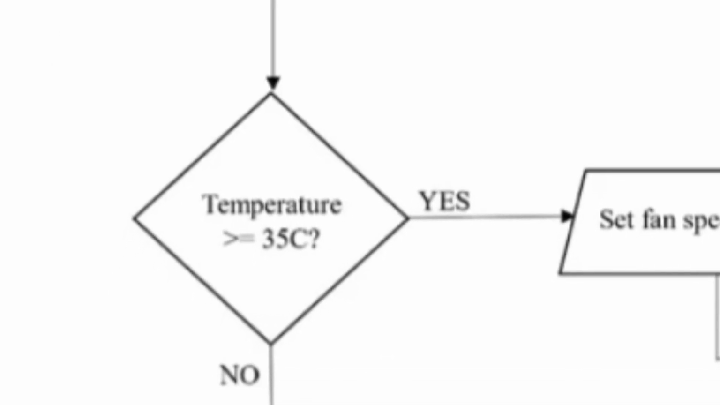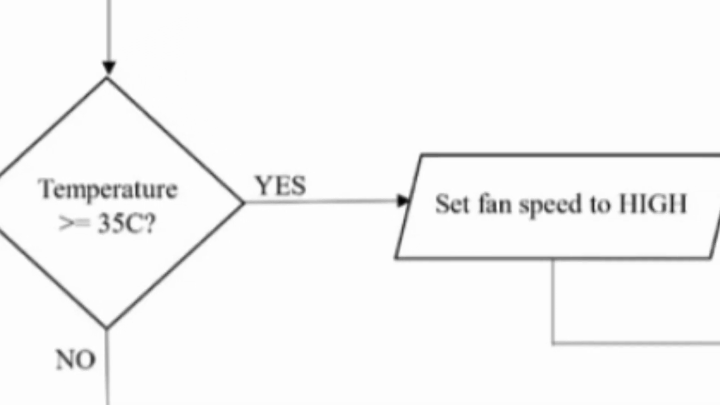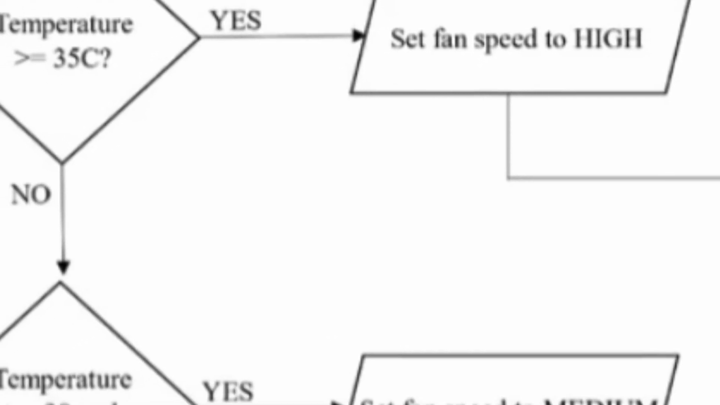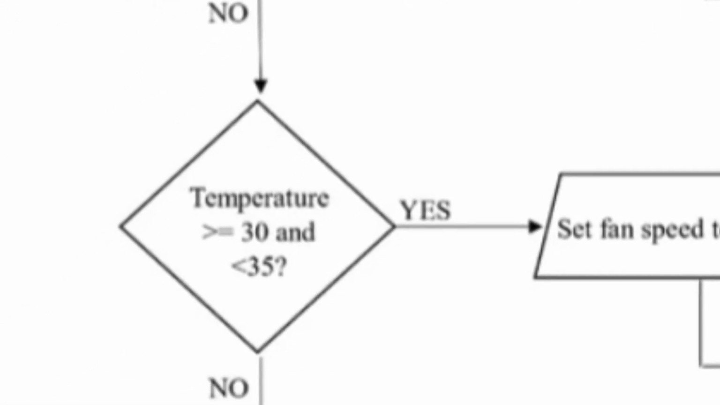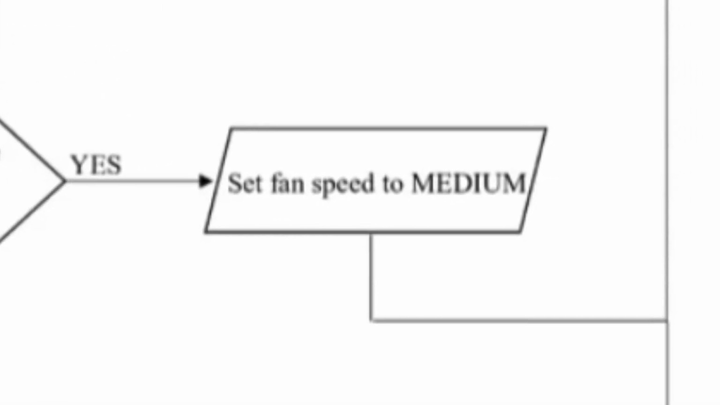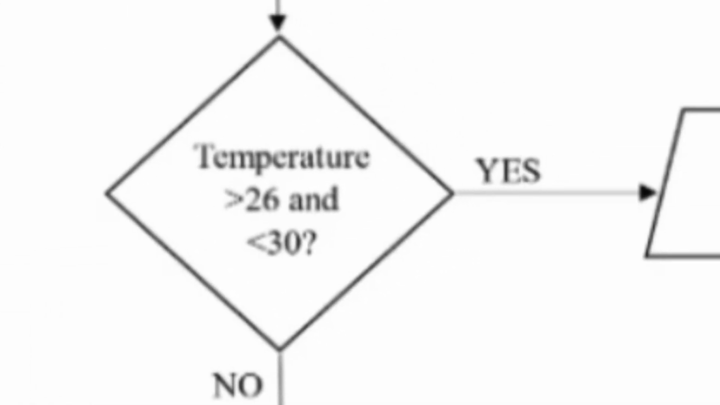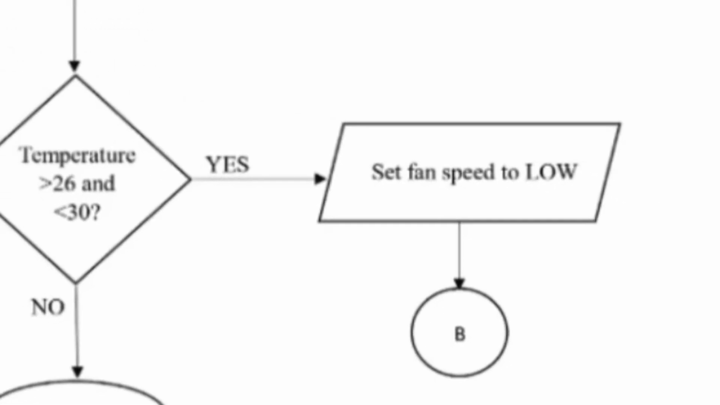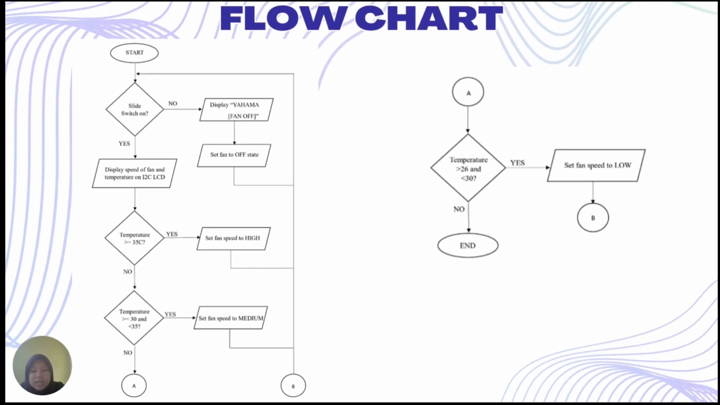So the first condition is if the temperature detected is above the range 35 degree, the fan will speed to high. Second, if the temperature detected is in the range of 13 to 35 degree, the fan will speed to medium. Third is if the temperature detected is in the range 26 to 30 degree, the fan will speed to low. Other than that, if temperature is below the 36 degree, the fan will off. Last but not least, if we turn off the select switch, the whole system will be turned off automatically. So this is our flowchart system for automatic temperature control fan.